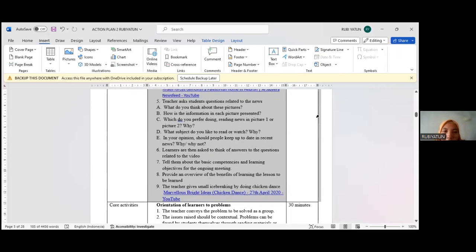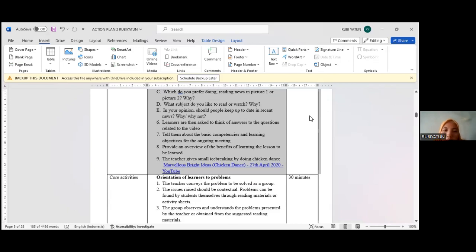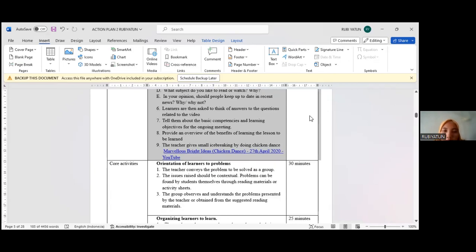The teacher asks students questions related to the news. What do you think about this picture? How is the information in each picture presented? Which do you prefer doing, reading news in picture 1 or picture 2? What subject do you like to read or watch? In your opinion, should people keep up to date with recent news? Why or why not? And then learners are asked to think of answers to the questions.